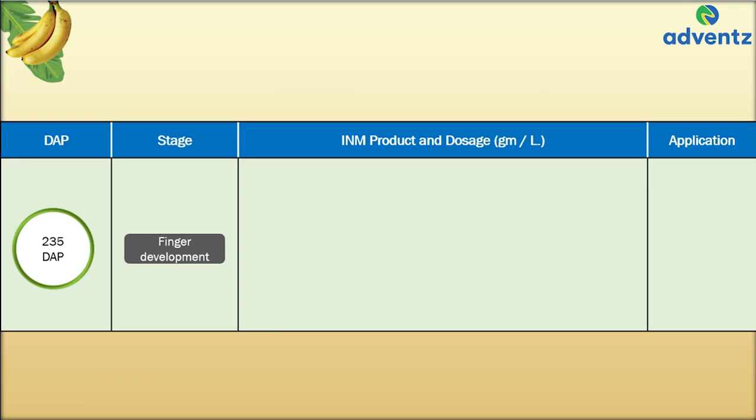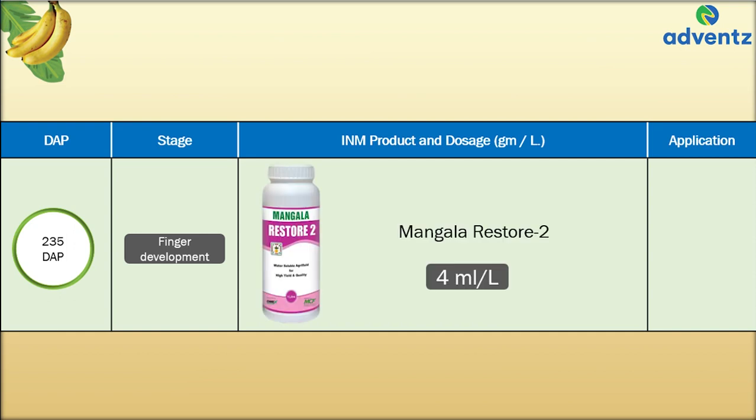The bunch and fruit development and enlargement is favored by spraying of Mangala Restore 2, which contains 40% potash. This spray is done at 235 days after planting and then after a 20-day interval at 255 days after planting. That is, at finger development and at fruit development, we need to apply Mangala Restore 2 at the rate of 4 ml per liter as bunch spray.